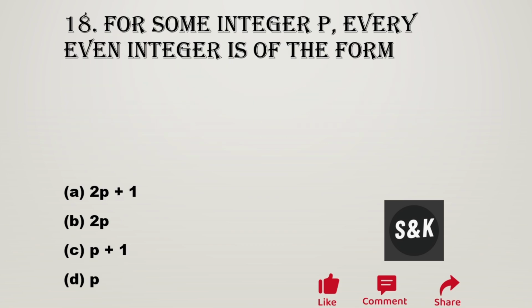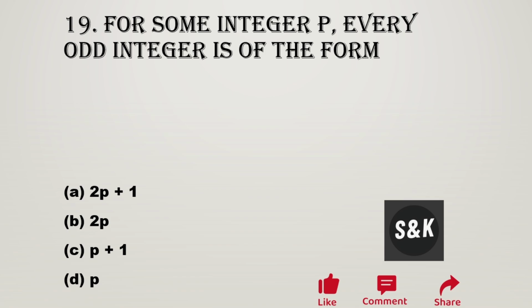For some integer p, every even integer is in the form of. The correct option is 2p. For some integer p, every odd integer is in the form of. Correct option is option A, 2p plus 1.